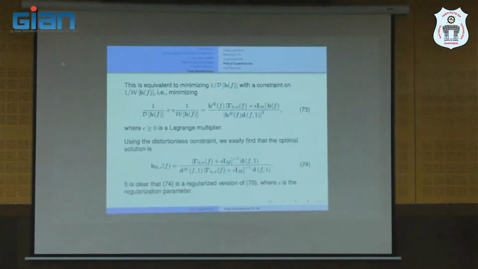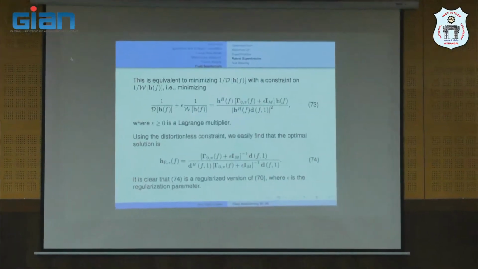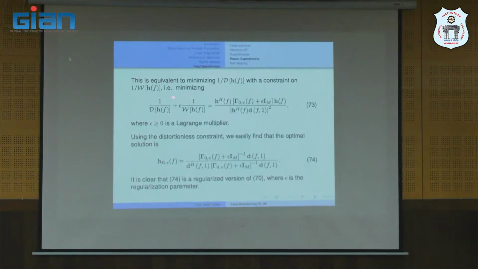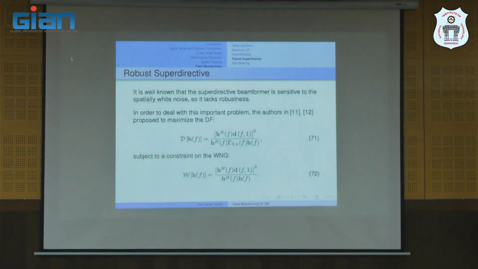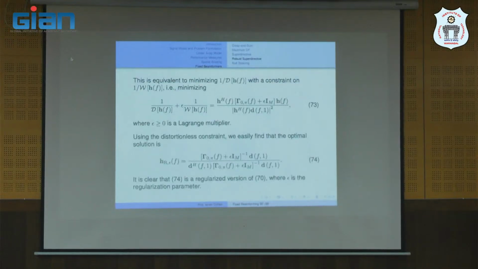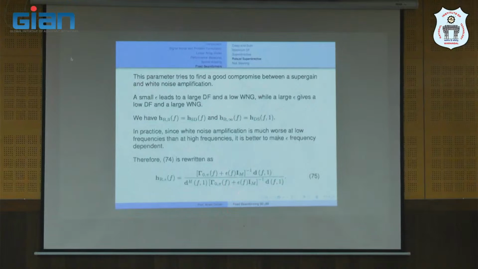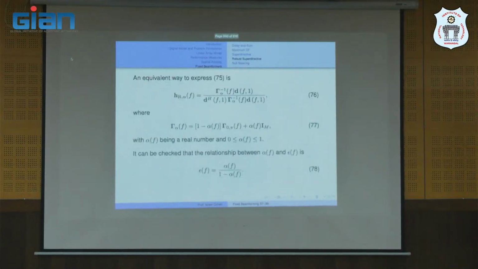Let's see an example. By the way, instead of a parameter epsilon like this, we can do something else. So this is the super directive beamformer, of course, with epsilon that depends on f.